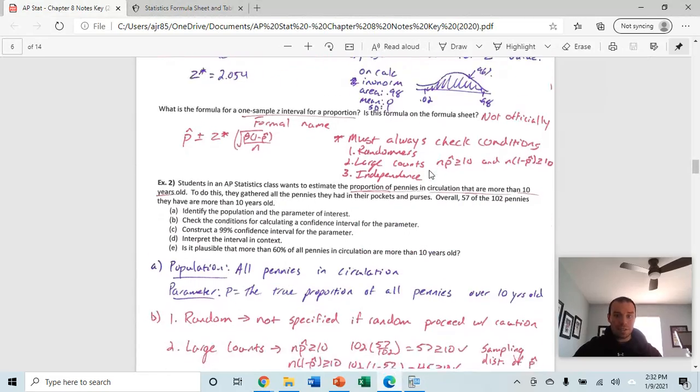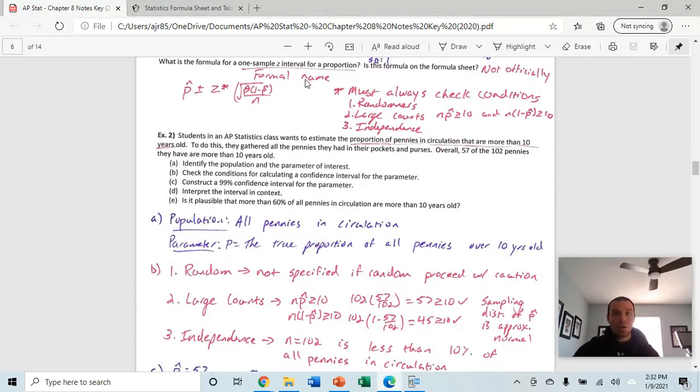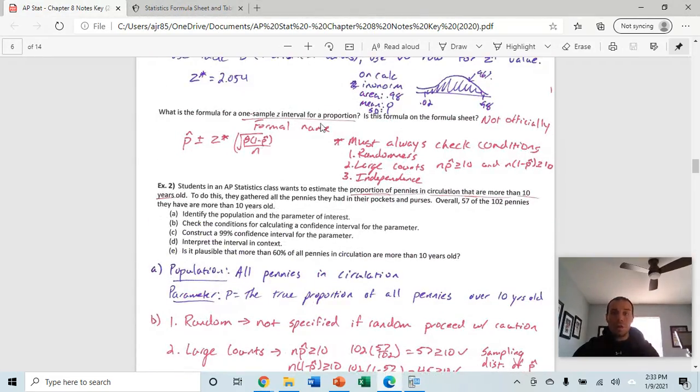Heading back to the notes, what is the formula for a one sample z interval for a proportion? That is the fancy name for it. And as we said, it's just your p hat plus or minus your z star times your standard error, which is the square root of p hat times 1 minus p hat over n. This formula is not officially on the formula sheet.